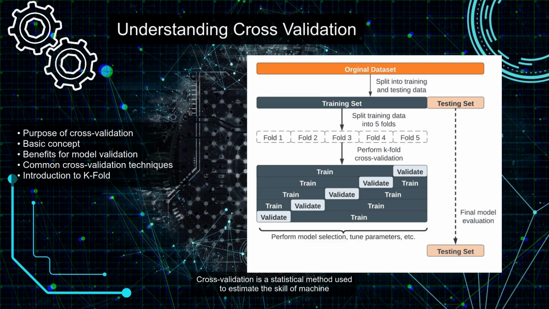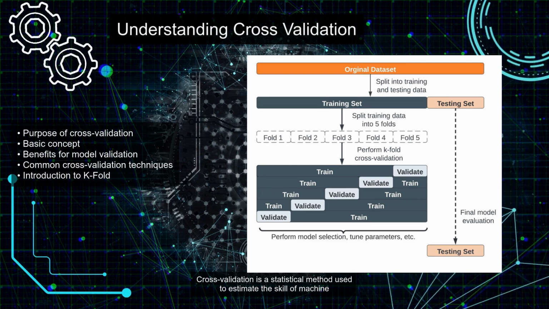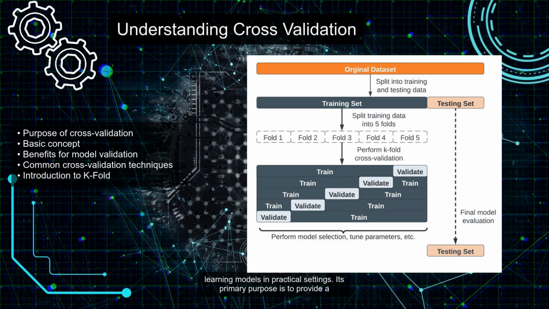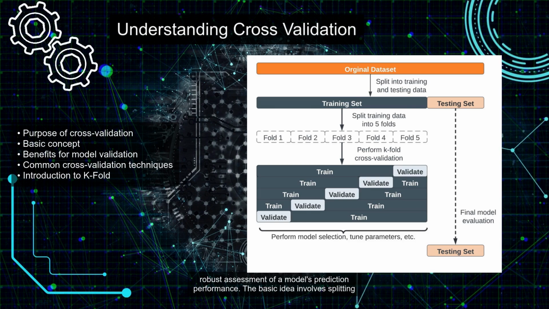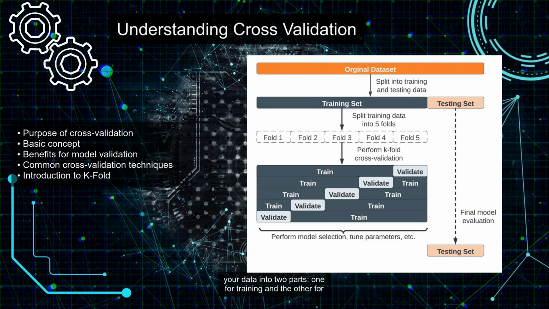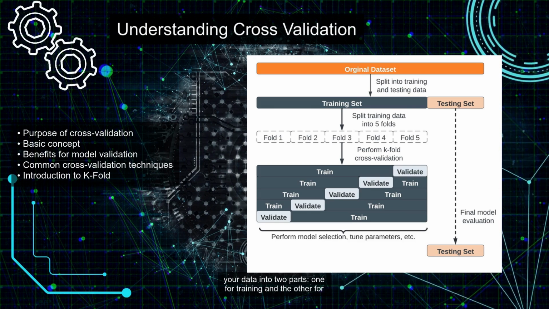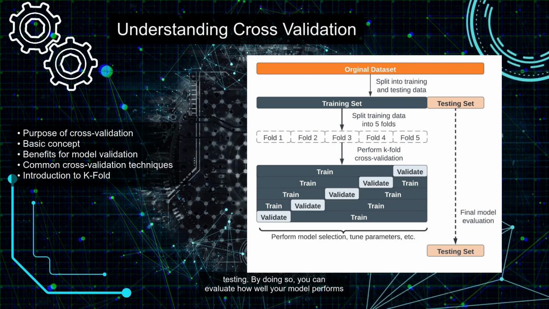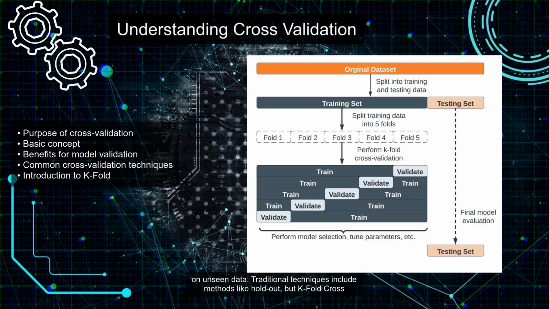Cross-validation is a statistical method used to estimate the skill of machine learning models in practical settings. Its primary purpose is to provide a robust assessment of a model's prediction performance. The basic idea involves splitting your data into two parts, one for training and the other for testing. By doing so, you can evaluate how well your model performs on unseen data.